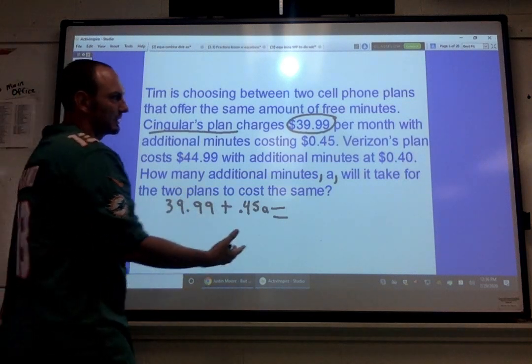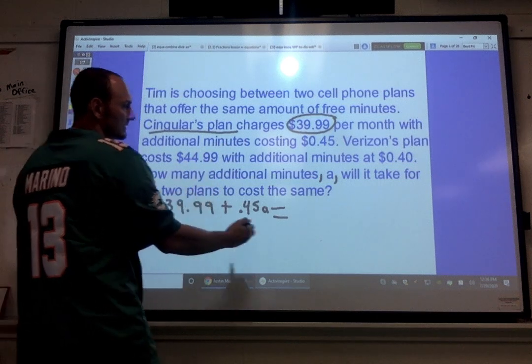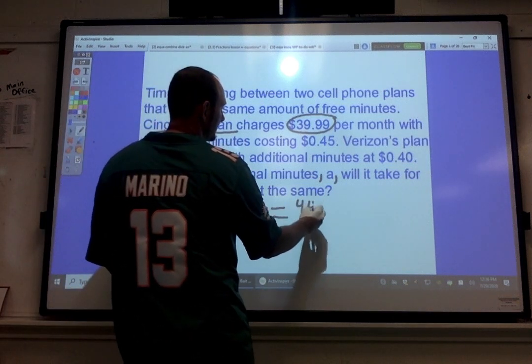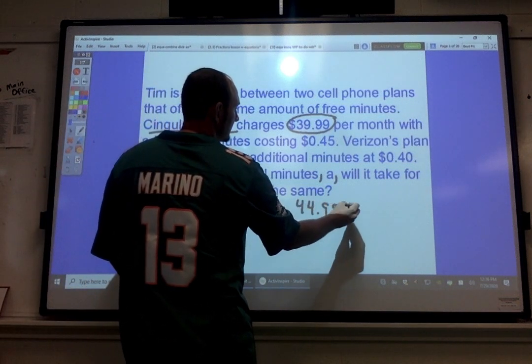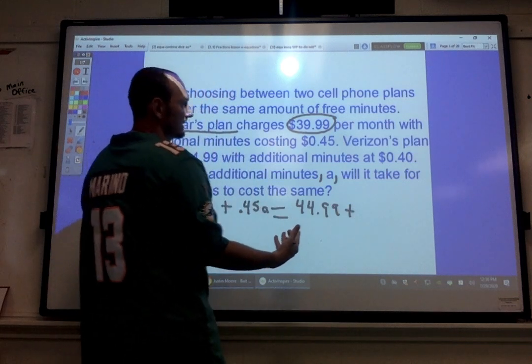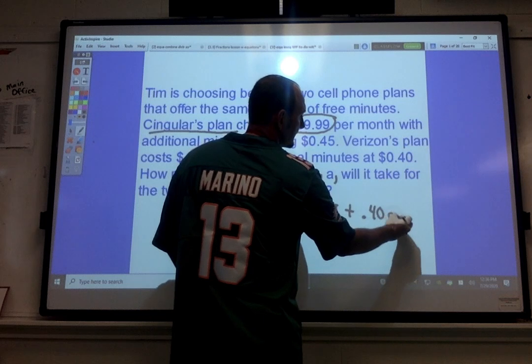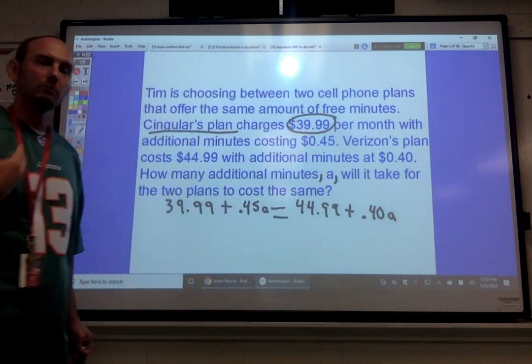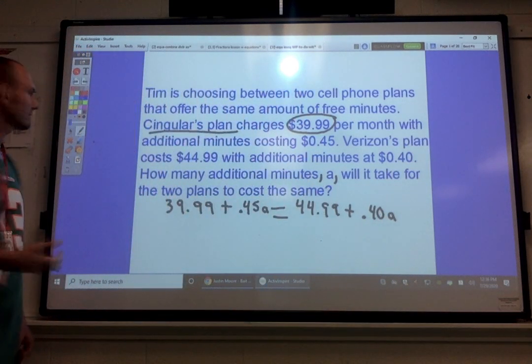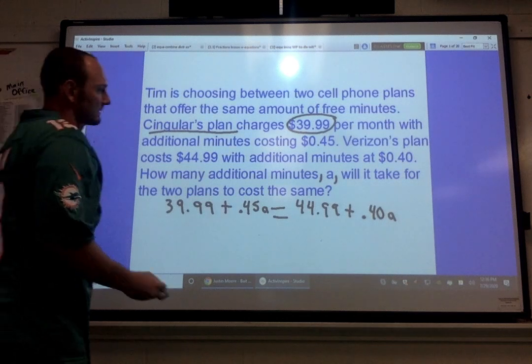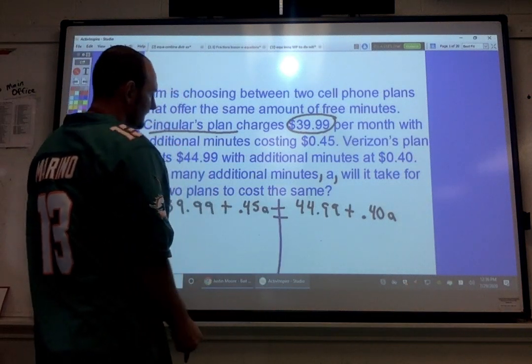Now I'll keep reading. Verizon's plan: I'm going to pay $44.99 for that month, and additional minutes are going to cost me 40 cents per minute, A. So now we've set up our equation. This is normally the hardest part. Now we just solve it like we used to.